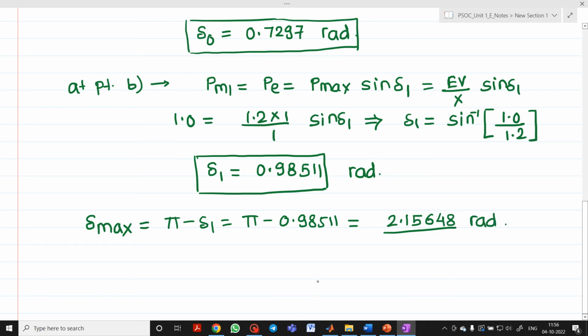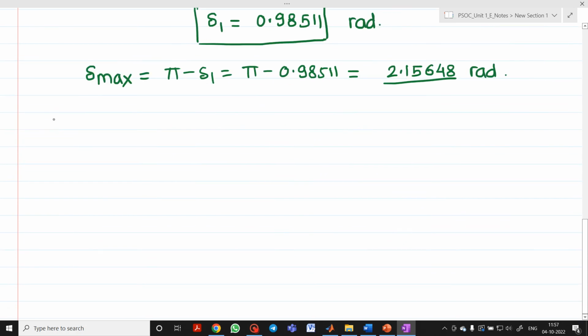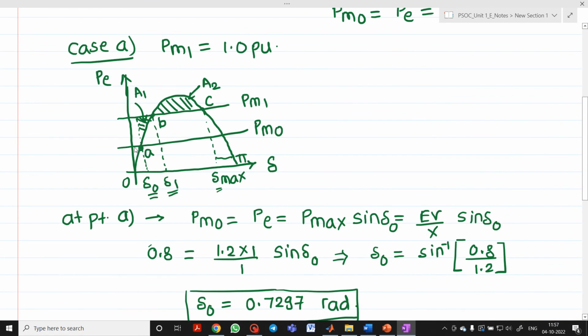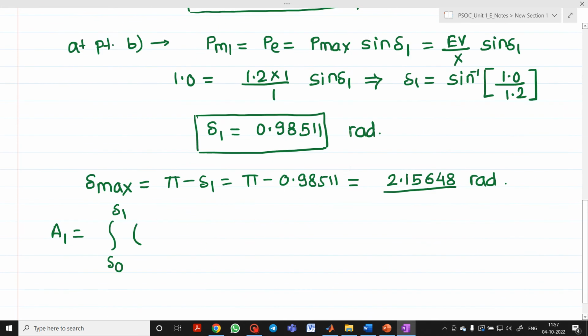2.15648 radian. Now from the diagram, can we write equations for area A1 and A2? Yes. What is the equation of area A1? Integration delta 0 to delta 1, upper limit minus lower limit. So what is your upper limit? Here if you see, upper limit is the PM1. It looks like this. This is your PM1, and lower limit is nothing but your PE. So how can I write here?